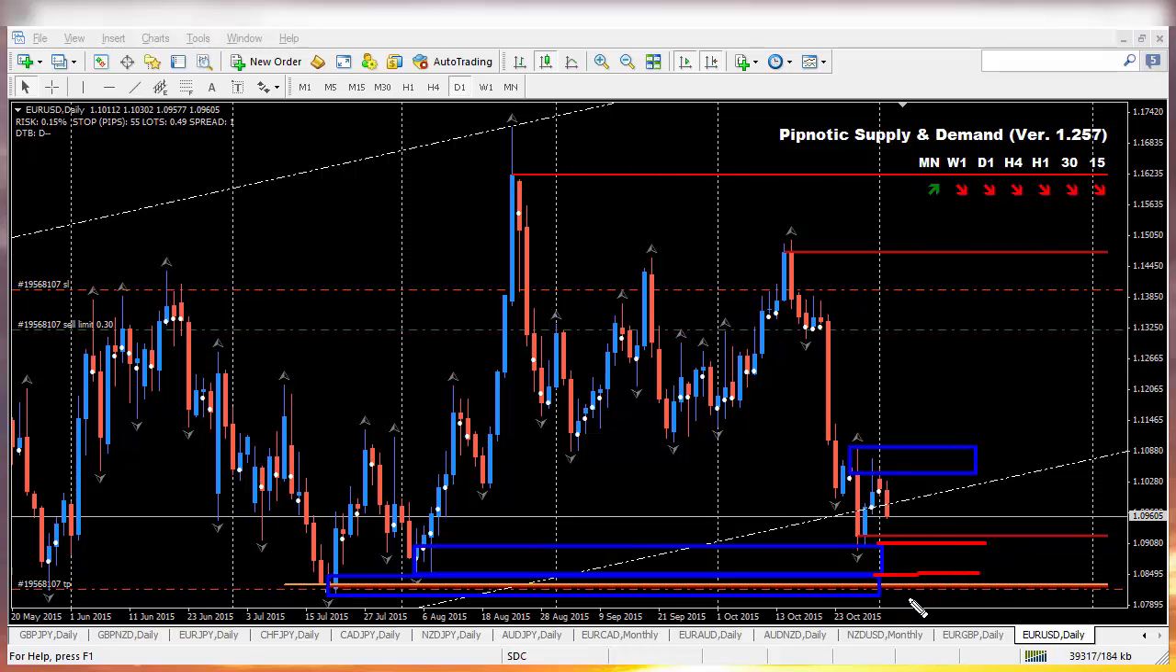perhaps continuing higher. But the trade for me is waiting for price to get back up to here or here. So we'll have to see what happens here. So that's what I'm looking at on the euro US dollar.